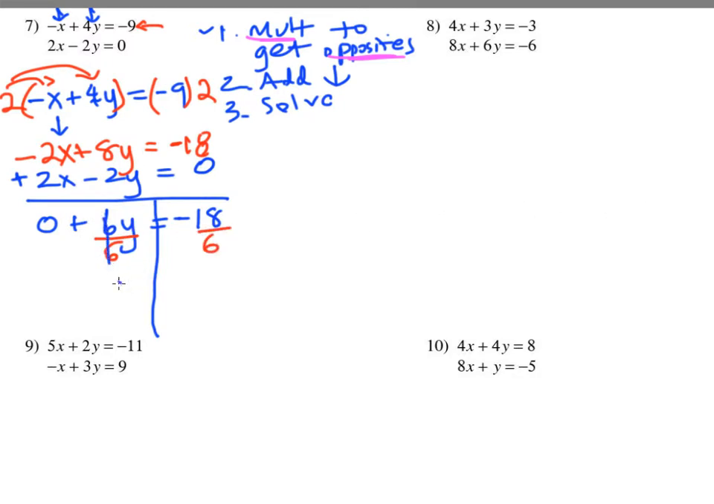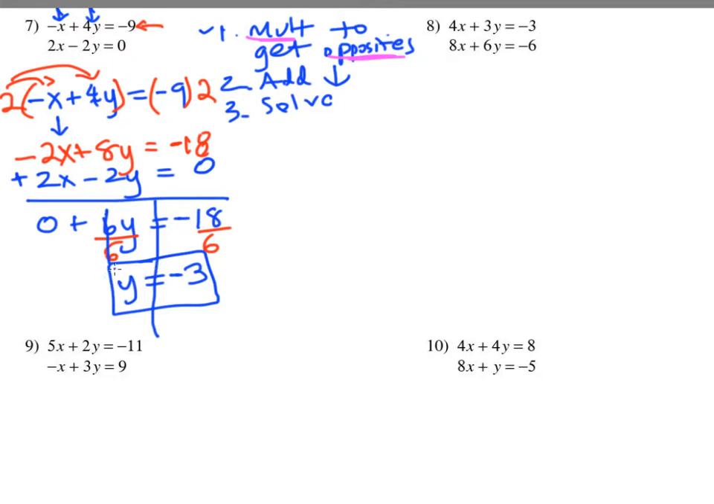6 over 6 makes a 1, so y equals negative 18 divided by 6. 6 times what gives me 18? 6 times 3 gives me 18. 6 goes into 18 3 times. We get y equals negative 3.